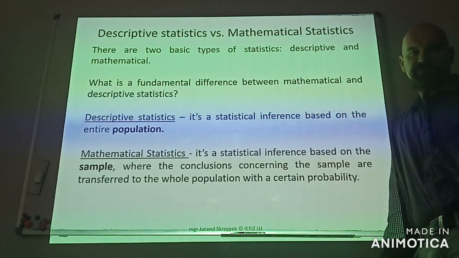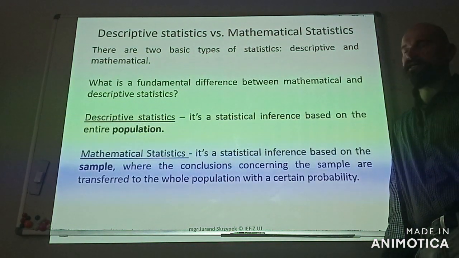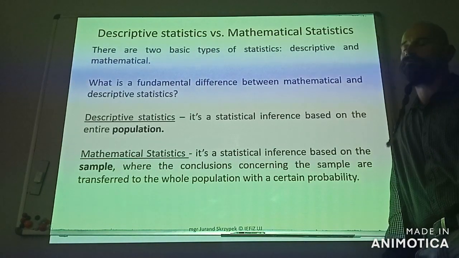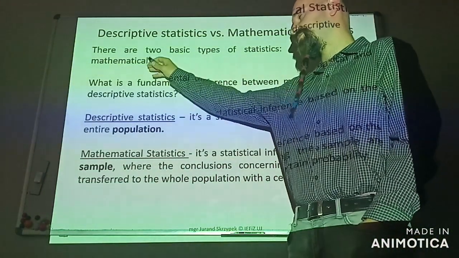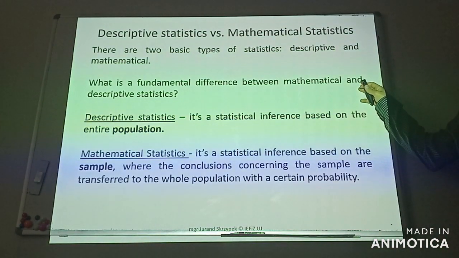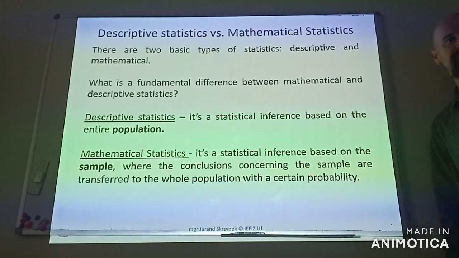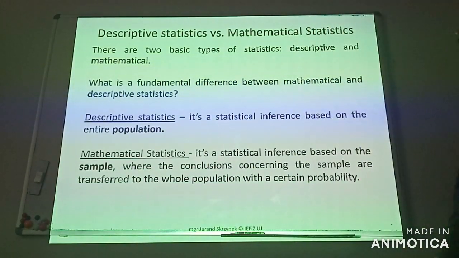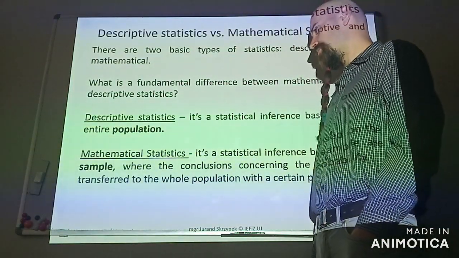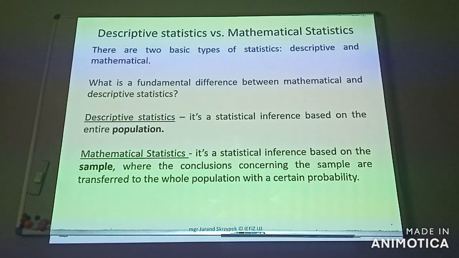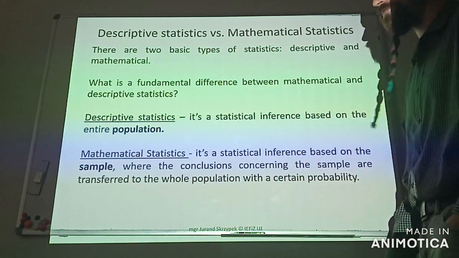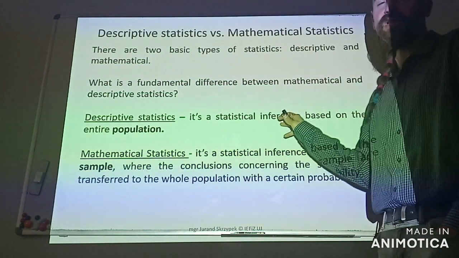Statistics is very comprehensive and extensive science. Therefore, we usually divide statistics into two basic fields of knowledge: descriptive statistics and mathematical statistics. What is a fundamental difference between both types of statistics? In descriptive statistics, we have an opportunity to investigate the entire population. In other words, it means that we are able to investigate all statistical units that we want. So our research is complex, is sufficient, yeah?